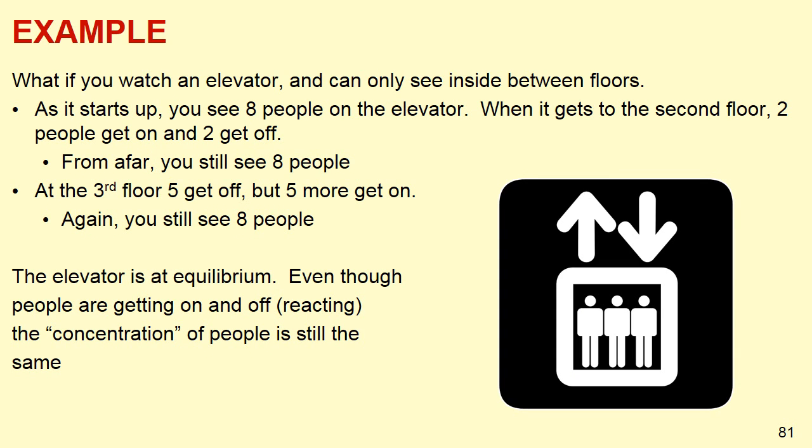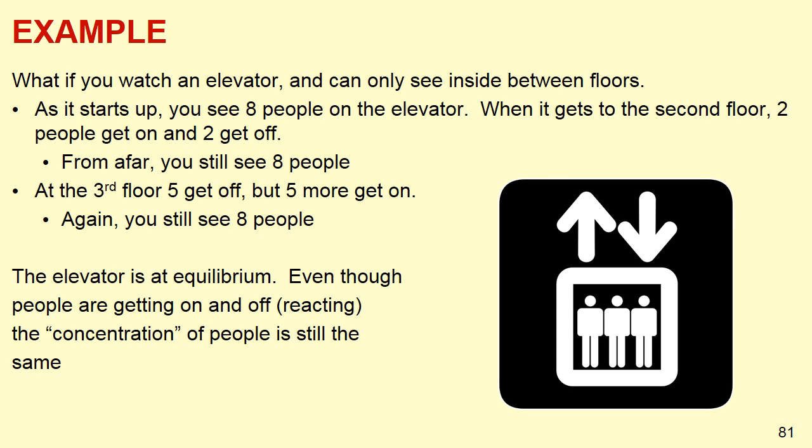Let me just give you an example of an equilibrium. The elevator is at equilibrium. So let's go through that. So let's say you are watching an elevator and you can only see between floors what's happening. It's like a glass elevator. You can't see it as it goes up or down. Well, so say it starts up, you see that there are 8 people in the elevator, and then when it gets to the second floor, 2 people get off and 2 people get on. Well, from afar, you still see 8 people. So then, let's say at the 3rd floor, 5 people get off and 5 more get on, but then you see them between the floors and you still see 8 people. From far away, it looks like nothing has changed.